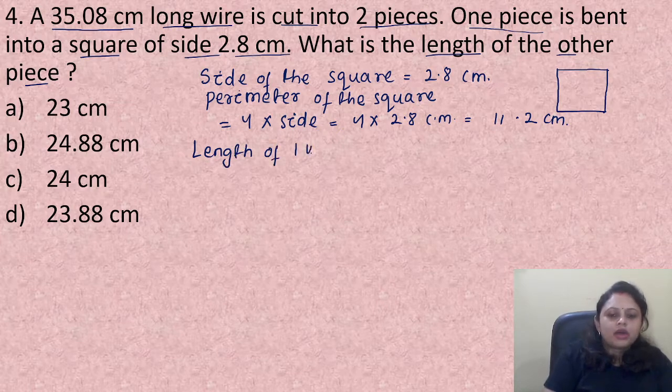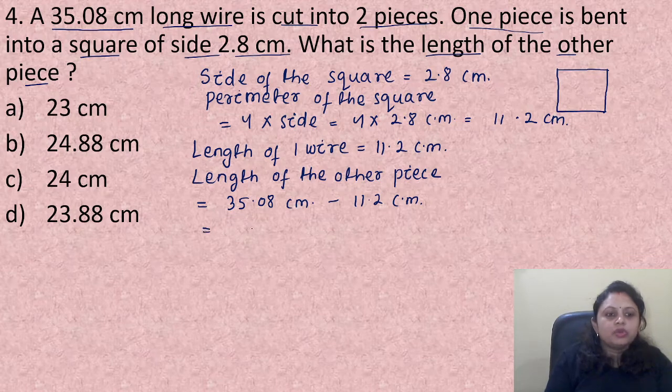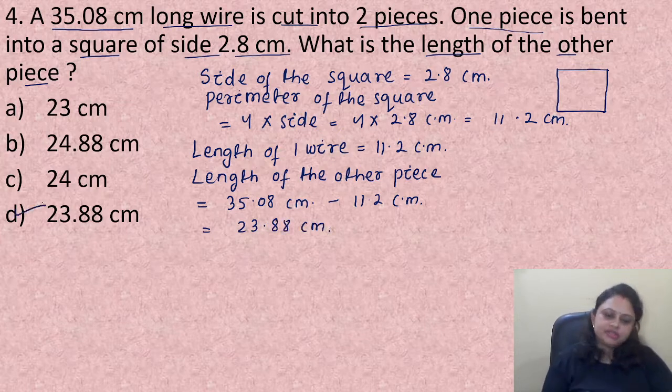So length of one wire is equal to 11.2 centimeter. So what is the length of the other piece? Length of the other piece is equal to, what was the total length? That is 35.08 centimeter minus length of one wire, that is 11.2 centimeter. Okay. So here the answer will be 23.88 centimeter, which is present in option D. Got it everyone? Yes. Coming to the next question.